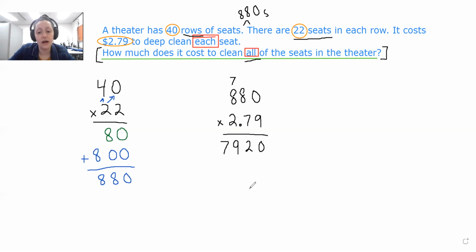Now I can hop down because I'm moving over a place value. And when I hop down, I always have to put 0 the hero right here, like I just mentioned, and I can multiply out my 7. 7 times 0 is 0. 7 times 8 is going to be 56. I put my 6 here, carry the 5. 7 times 8 is 56 again, but I have to add that 5. So that gives me 61.